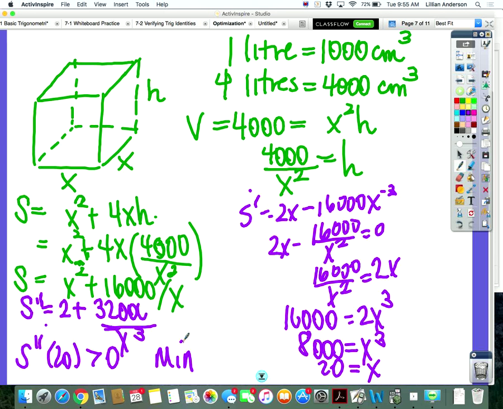Now 20 is not our answer. The question was asking us what's the most economical shape. So if x is 20, this is 20, this is 20, and our height is going to be what? What's 20 squared? What's 4,000 divided by 400? It's 10. Is this a cube? No, it's just going to be a prism. Not a cube, because all the sides are not the same.